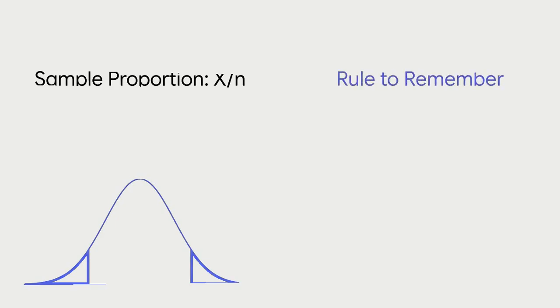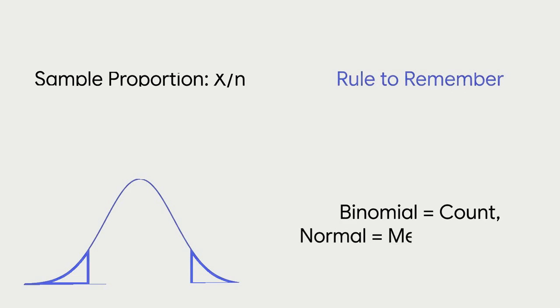So, here is the rule to remember. Binomial is for counting successes in fixed yes or no trials. Normal is for measuring continuous values, or for approximating binomial counts when n is large and the distribution is not skewed. If you always start by asking what is being counted or measured, the choice becomes clear.